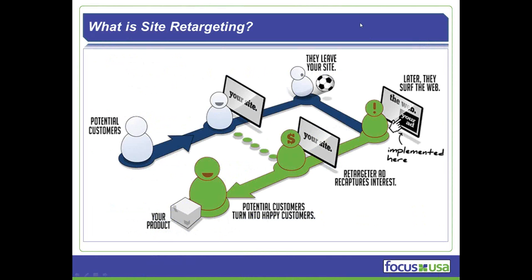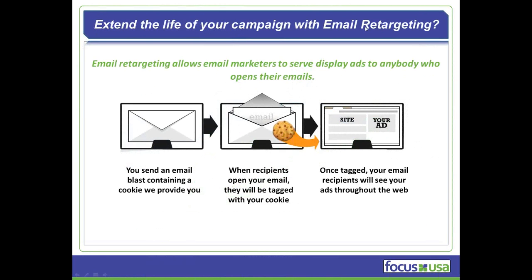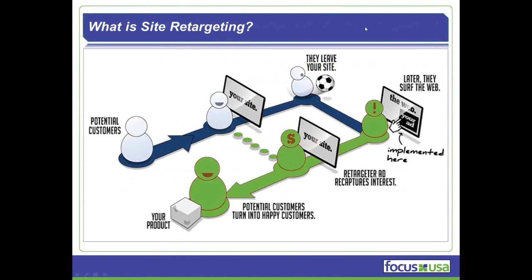Site retargeting works by keeping track of people who visit your site and displaying your retargeting ads to them as they visit other sites online. It allows you to serve ads to people who have visited your website after they leave. So it's based on your site activity. A visitor comes to your site, they learn about your products and services, but they leave before making a purchase. Boy, is that a bummer.